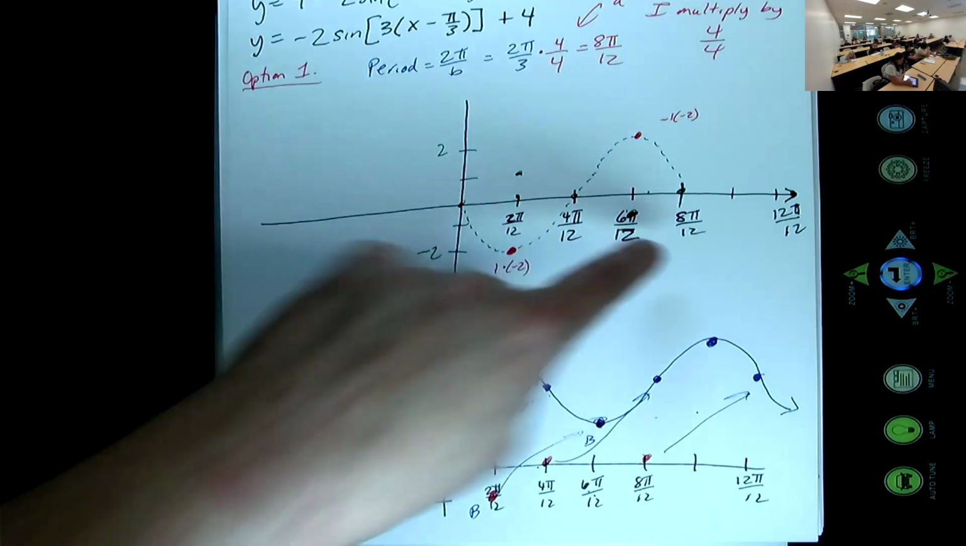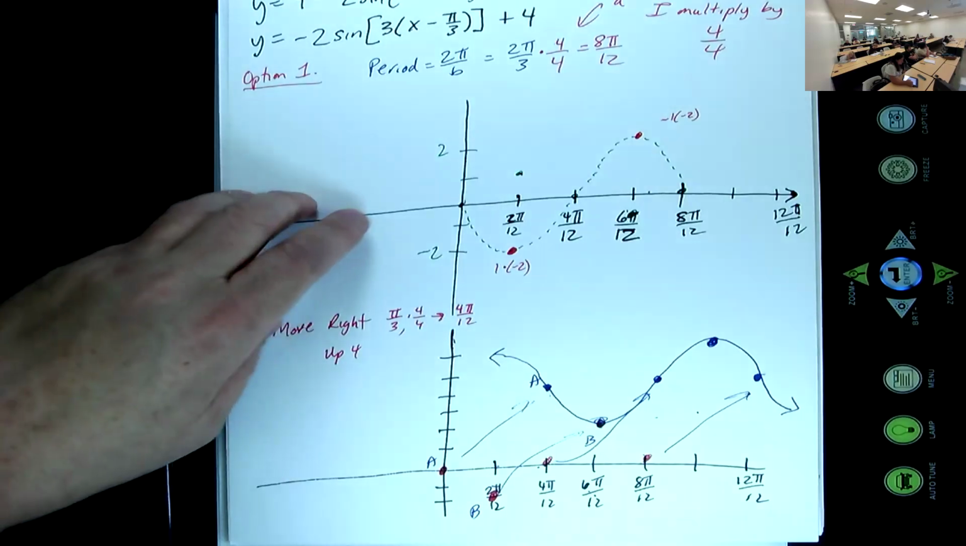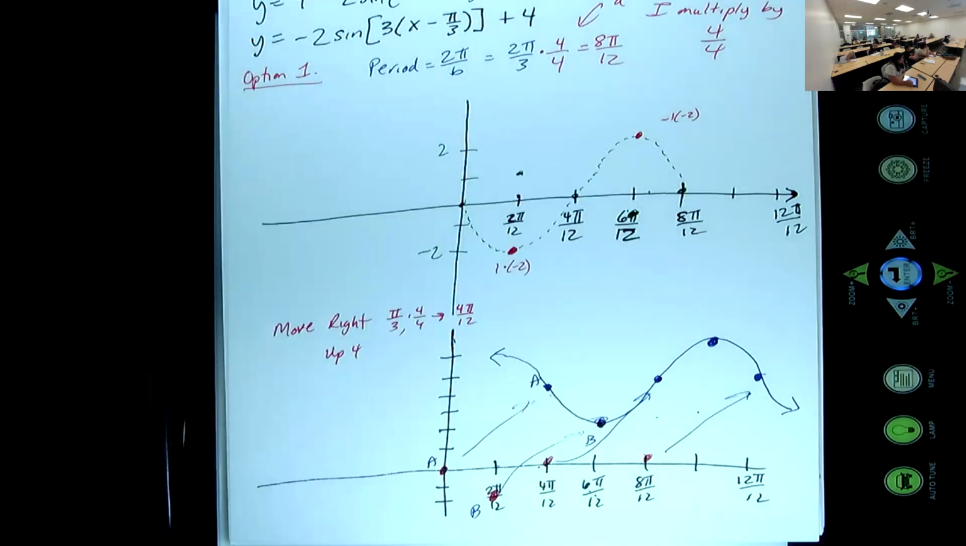Find our base period, break it up into 4 points. Plot the points with the amplitude. And then shift them by h and k. We'll do another one using the other method. Ready for another?